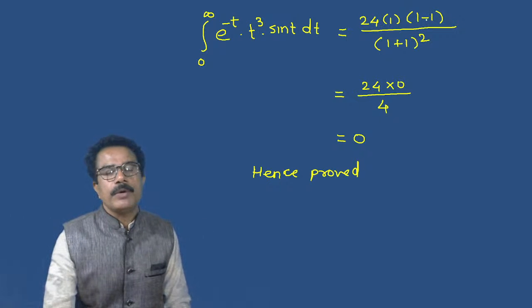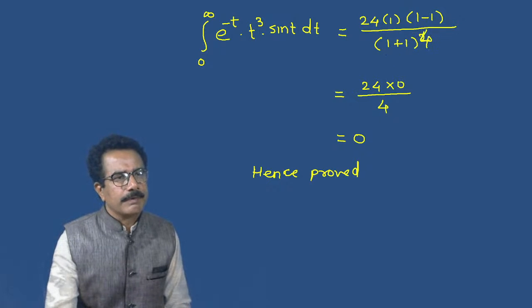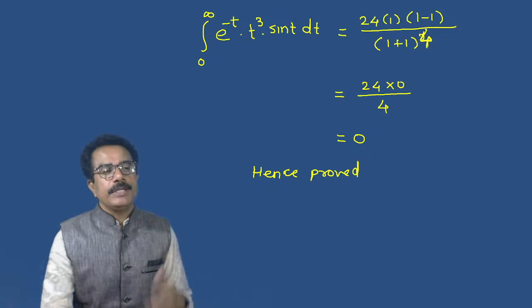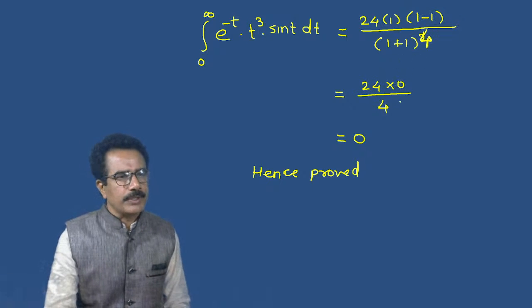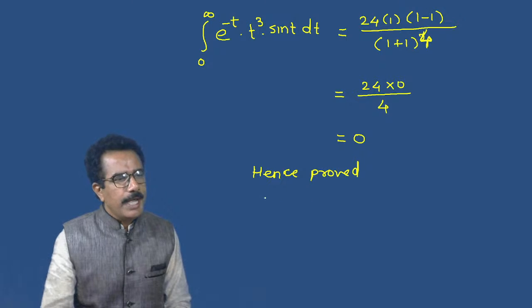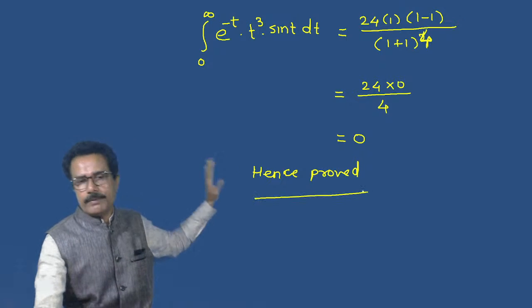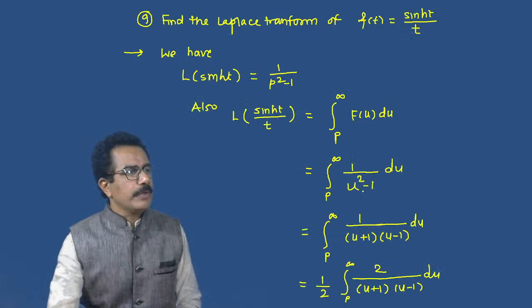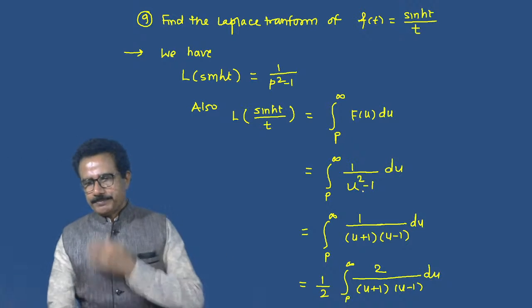In place of p we have to put 1. So 1 minus 1 divided by 1 plus 1 bracket raised to 4. That means 1 into 1, 1 minus 1 is 0, 24 into 0 gives 0, and hence proved. This is the required proof.